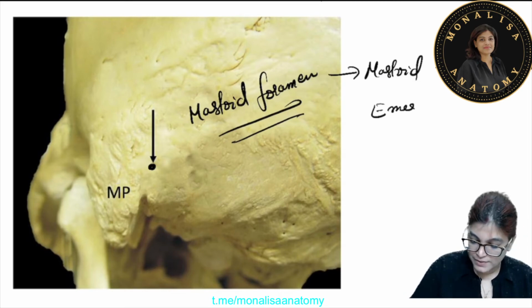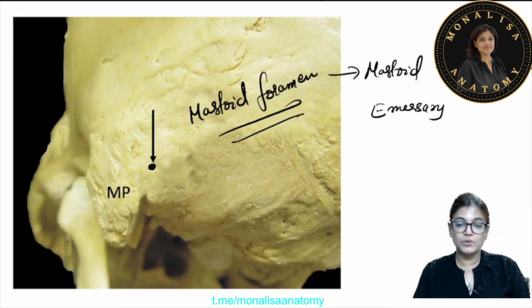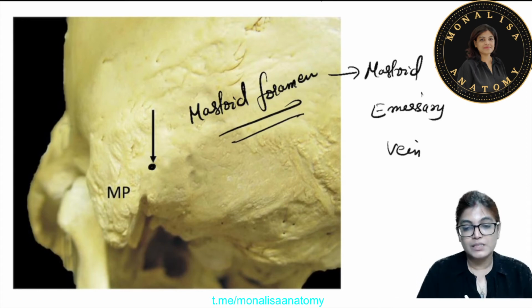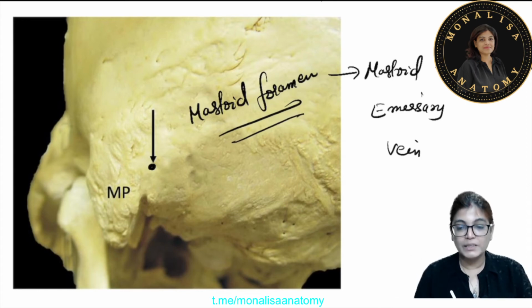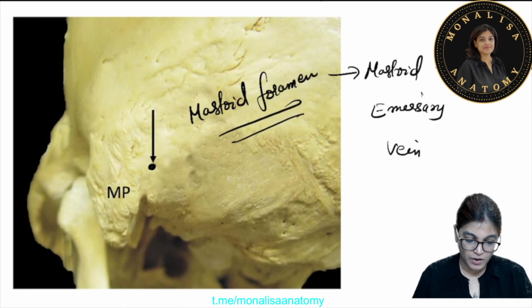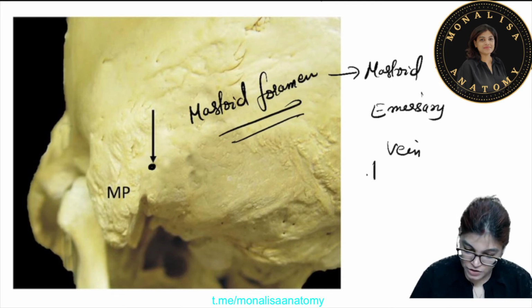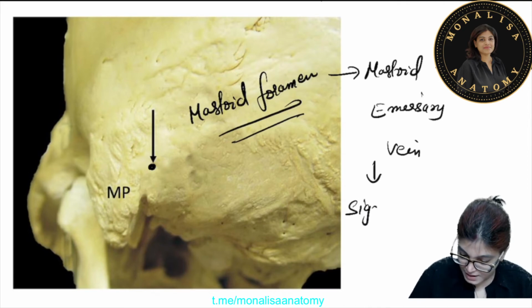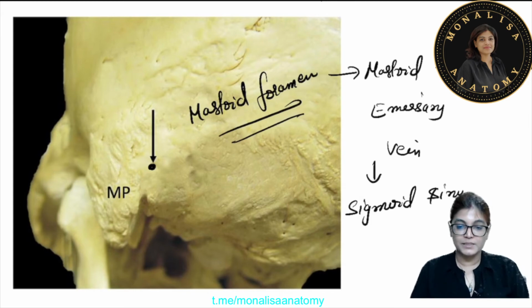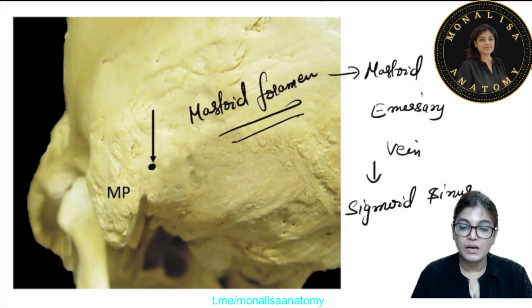So till now we have seen what the options provided in the MCQ. Through the mastoid foramen, and also the foramen cecum, the emissary vein is passing. This mastoid emissary vein which is passing through it is forming a connection with the sigmoid sinus. Internally it can drain into the sigmoid sinus, meaning the infection can go towards the sigmoid dural venous sinus.